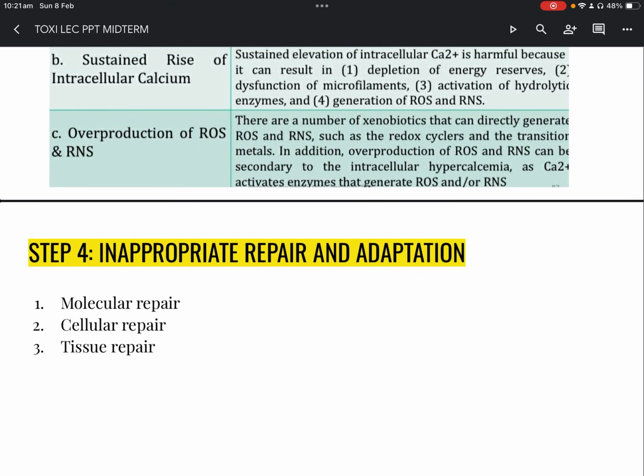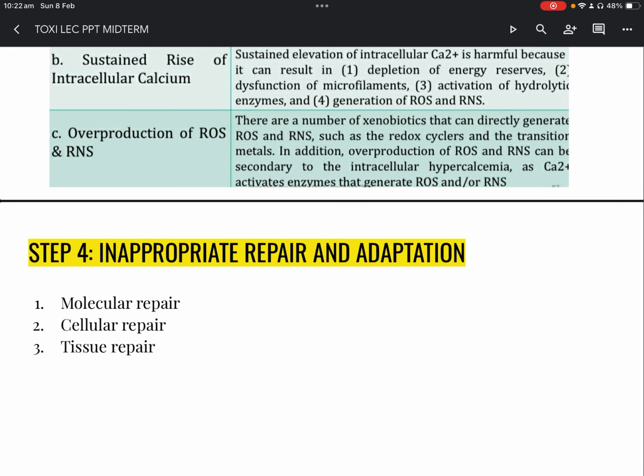So, remember, class, for mechanisms of cell death, we have apoptosis. That is a programmed mechanism wherein, if there is overproduction of calcium, it will also increase your levels of ROS and RNS. So there is a result which is apoptosis. That is a programmed active process for cell death.